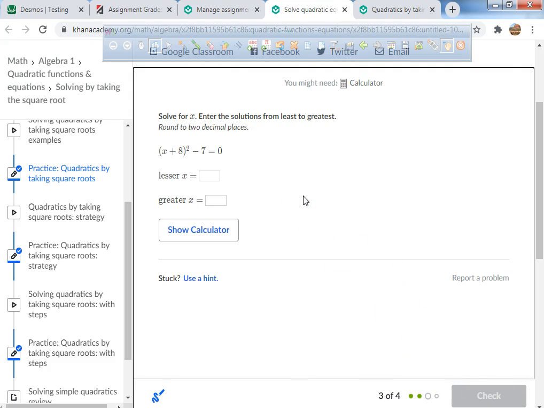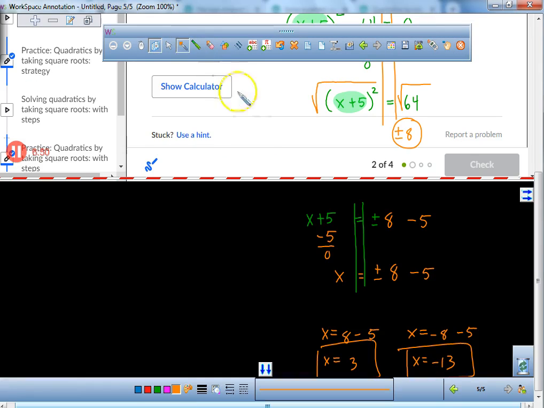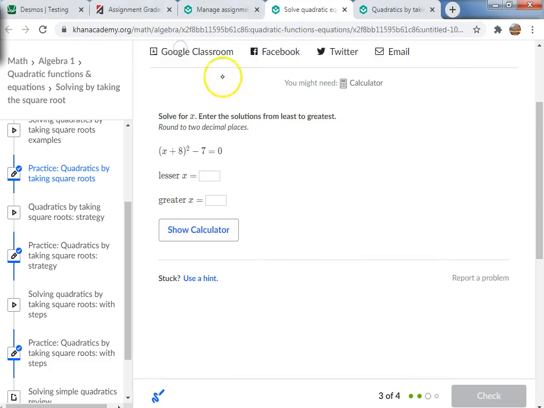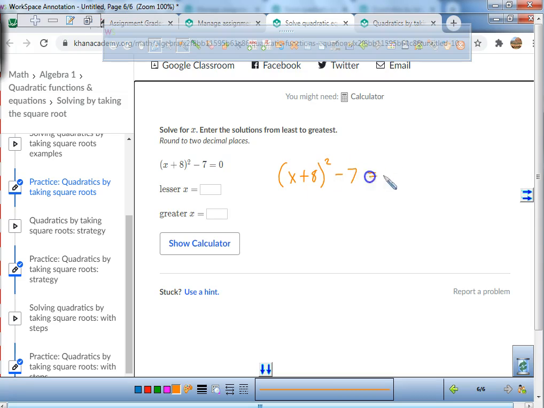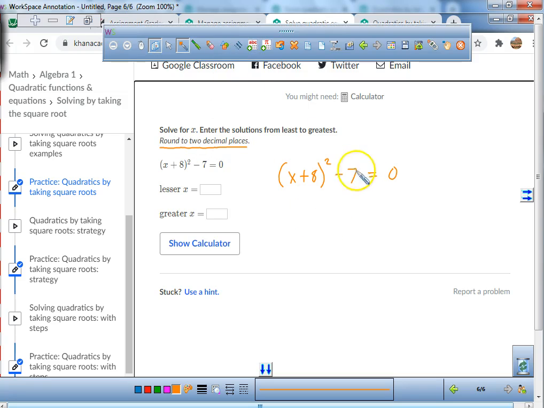All right. So right now, let's do the next one, and I promise this one I will actually do correctly all the way through from beginning to end. All right, here we go. X plus 8 being squared minus 7 equals 0. Now this one's going to be a little bit trickier because it says we're going to round to 2 decimal places. So I want to make sure you guys understand what it means to round to 2 decimal places.